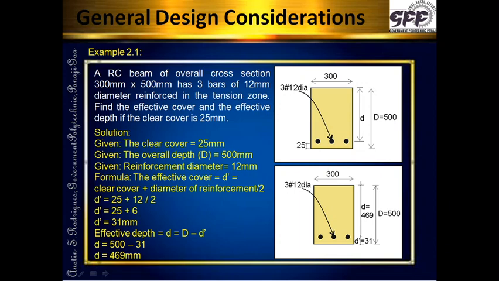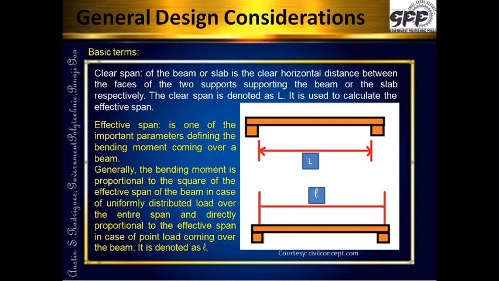So continuing further, what we have over here is the next term, which is important as far as our design is concerned, the clear span. Now what is a clear span? The clear span of the beam or the slab is the clear horizontal distance between the faces of the supports.